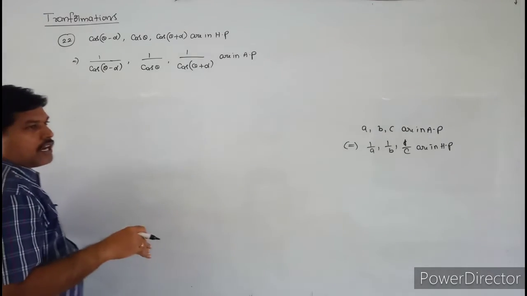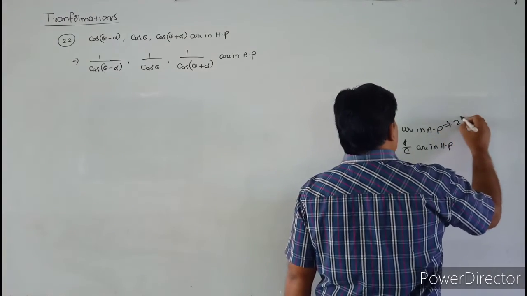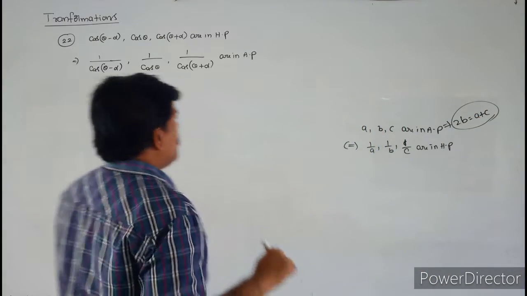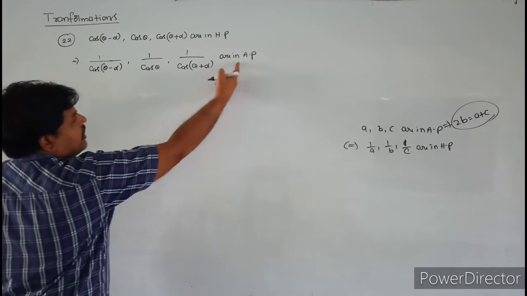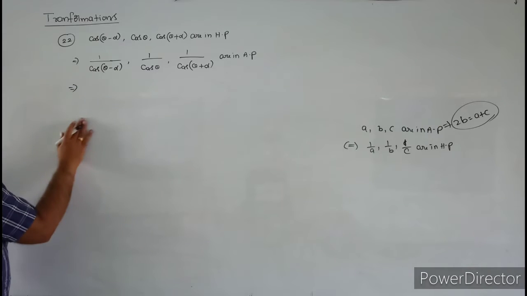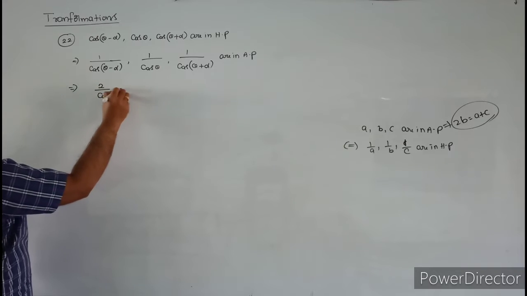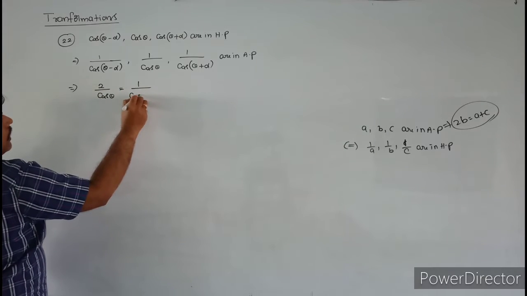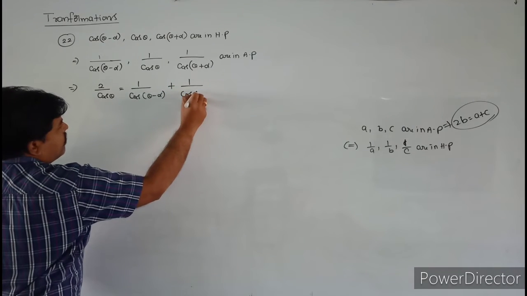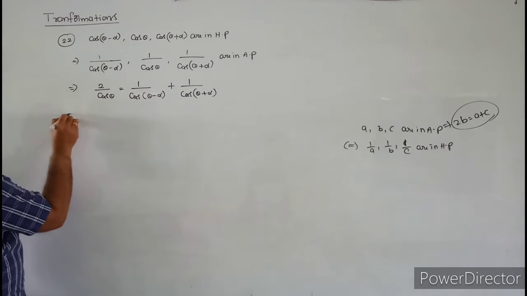So we already know that if A, B, C are in AP, we already know the condition: 2B is equal to A plus C. So this is A, B, C in AP, then 2B is equal to A plus C. What happens? That implies 2 by cos theta is equal to 1 by cos(theta minus alpha) plus 1 by cos(theta plus alpha).